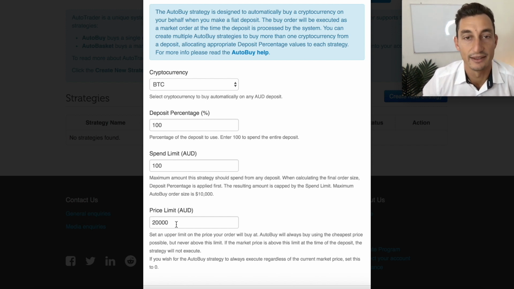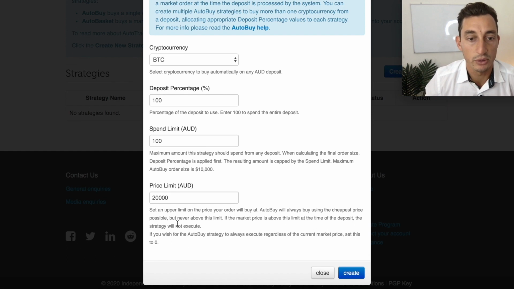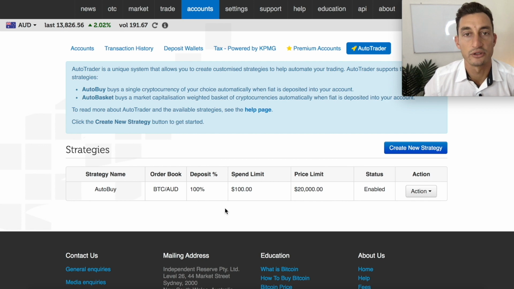That's 100%. The maximum price limit is 20,000 Aussie dollars. We don't want to keep investing into Bitcoin if it's above 20 grand. And then we just hit create. That's your first strategy done right there.